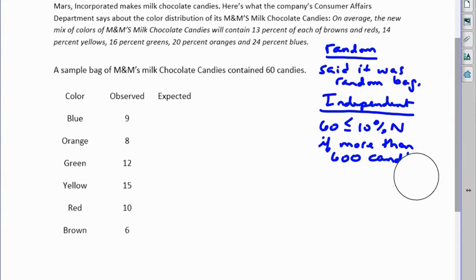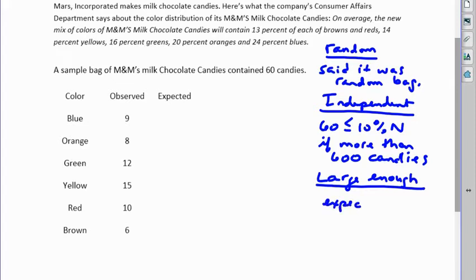And then the next check is going to be not the check we used before. It is the large enough check. And so how do we check that? We need to know if the expected counts are greater than 5? I don't know. Let's find out. We've got to do those. So I'm going to get my calculator.